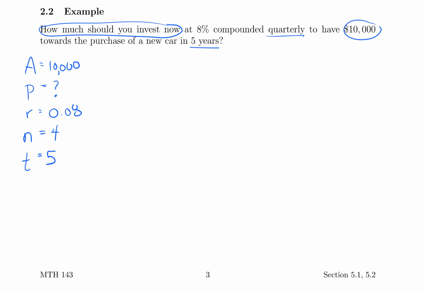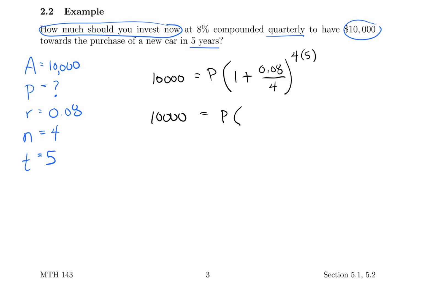So we have A, so 10,000 equals P times the quantity, 1 plus the interest rate, 0.08 divided by the compounding period, which is 4. And that whole quantity is raised to the 4 times 5 because we have 4 compounding periods and we're going to go for 5 years. So we have 10,000 equals P times, be careful with the order of operations, 0.08 divided by 4 is 0.02, so we end up with 1.02 raised to the 20th.